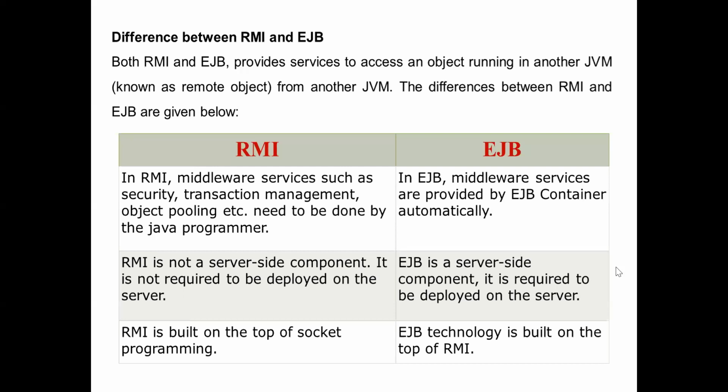When we are using EJB, EJB is a middleware service. RMI is also a middleware service, but EJB provides the EJB container automatically. When using RMI, the container is not automatic, but we have to handle the security type, transaction management type, and also the object pooling, etc.